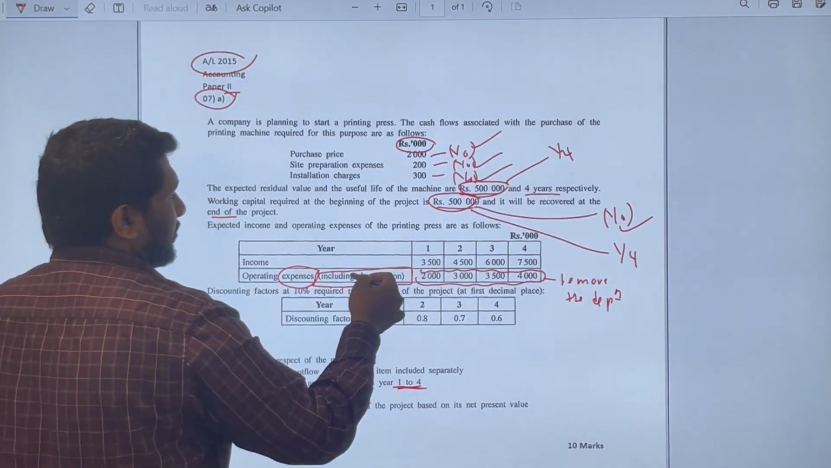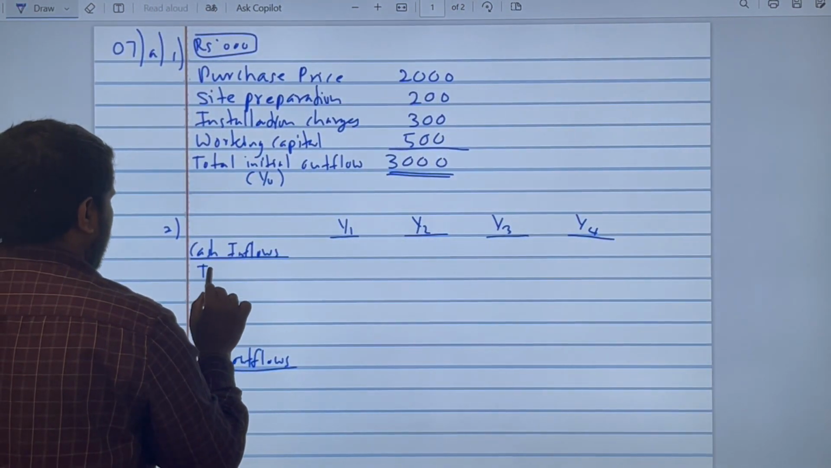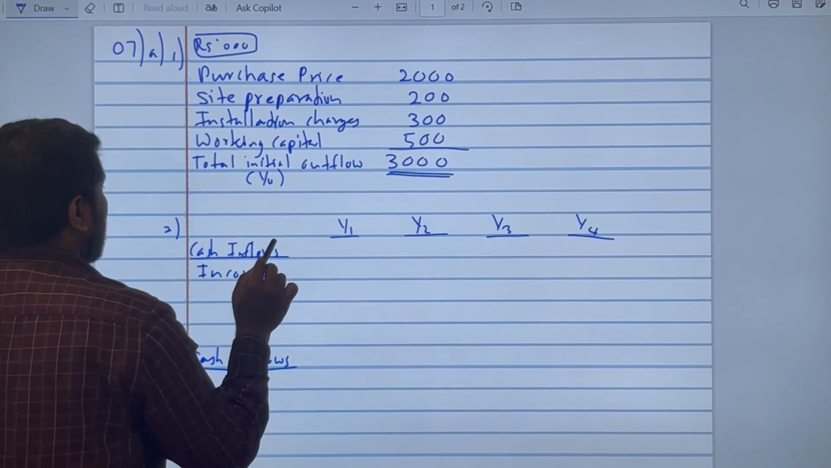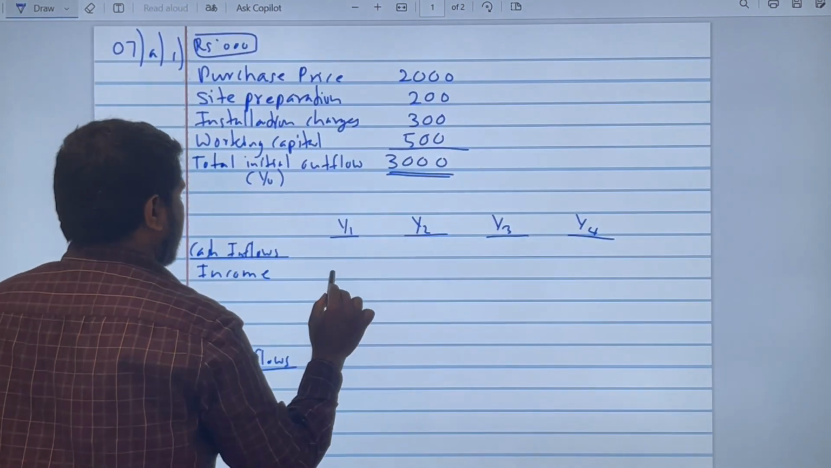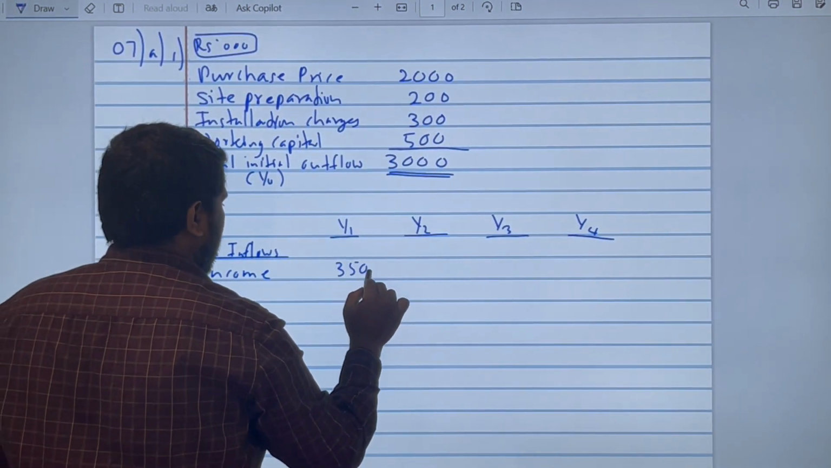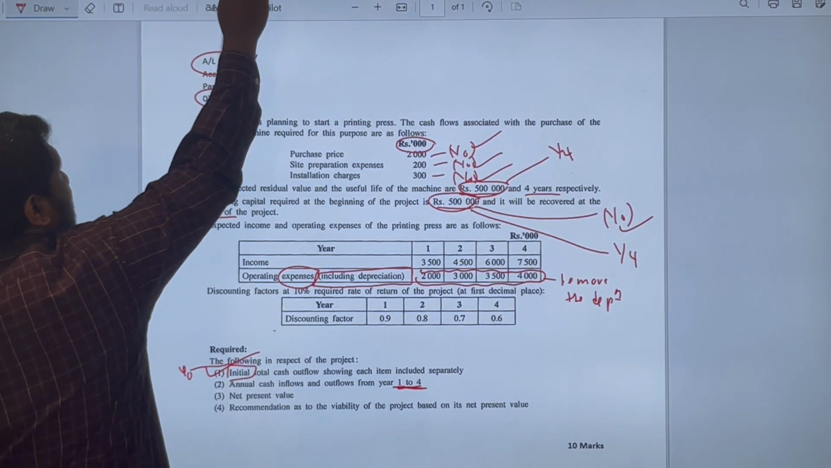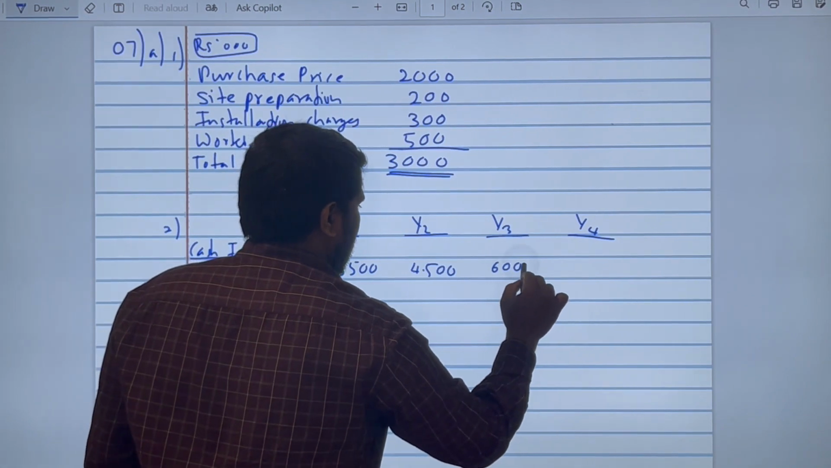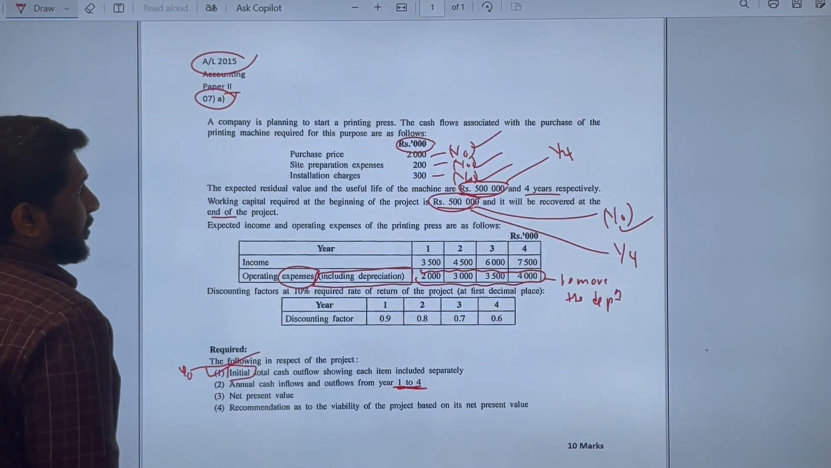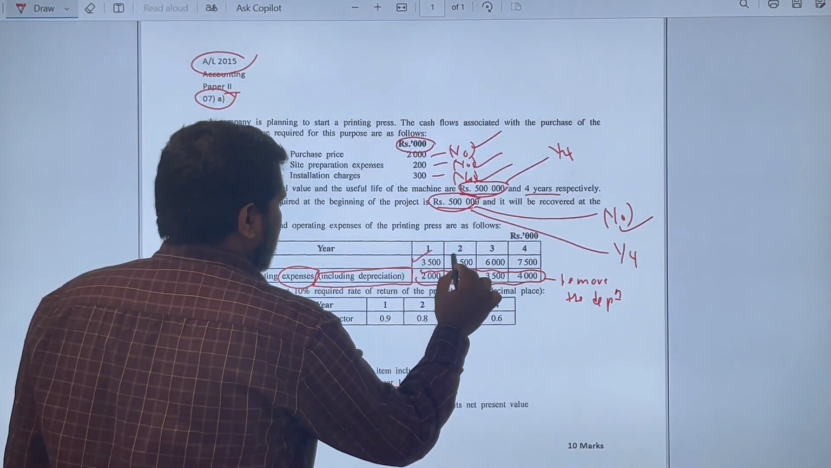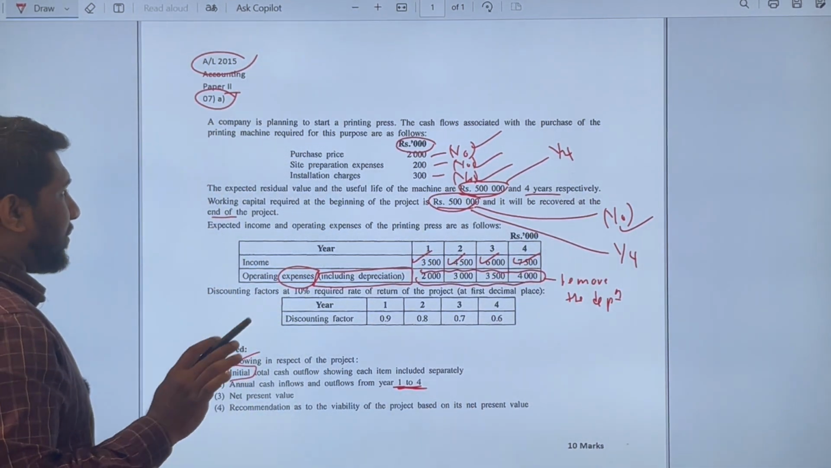So this income is going to be my cash inflows. Income. What are the values? 3,500, 4,500, 6,000 and 7,500. So we are done with this. Don't miss anything. Do everything properly.